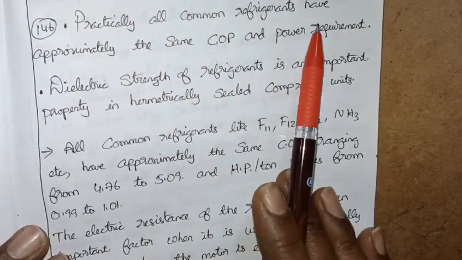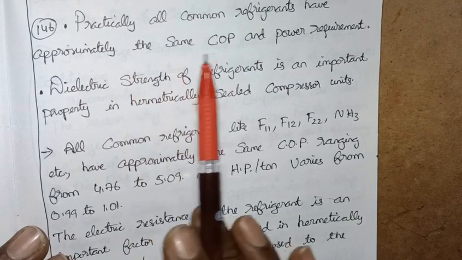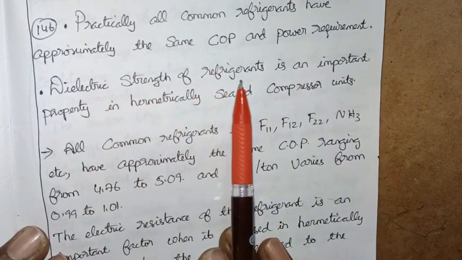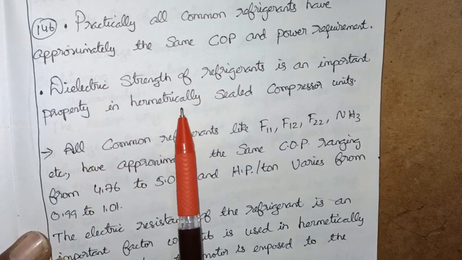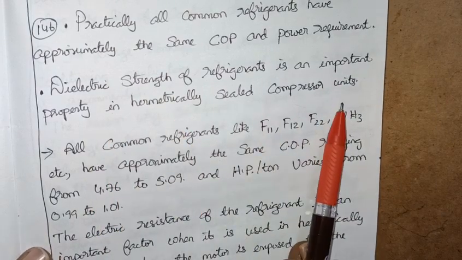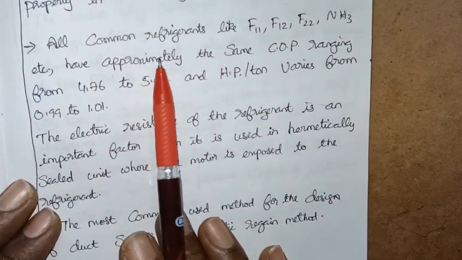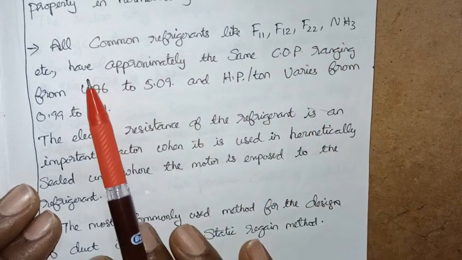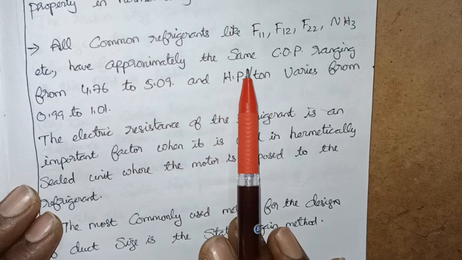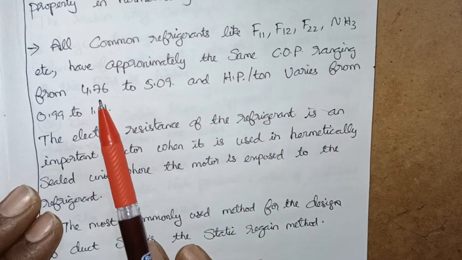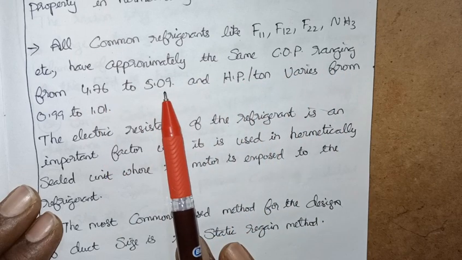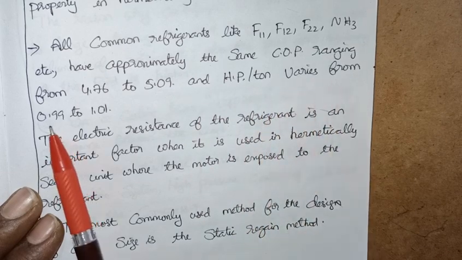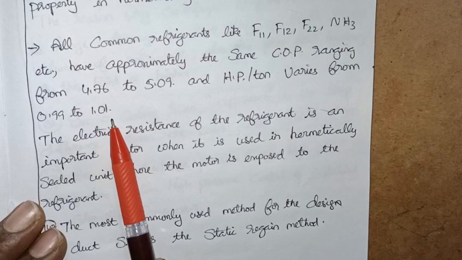Practically all common refrigerants have approximately the same COP and power requirement. Dielectric strength of refrigerants is an important property in hermetically sealed compressor units. All common refrigerants like F11, F12, F22, NH3, etc. have approximately the same COP ranging from 4.76 to 5.09 and HP per ton varies from 0.99 to 1.01.